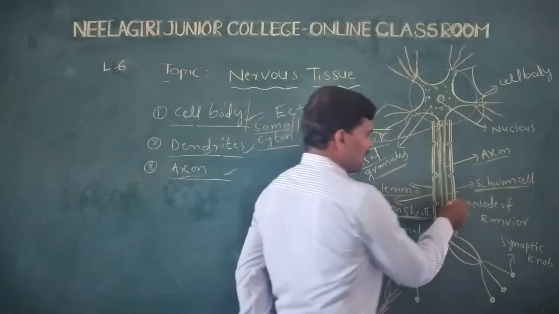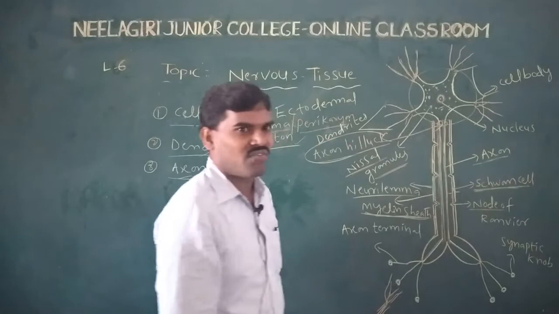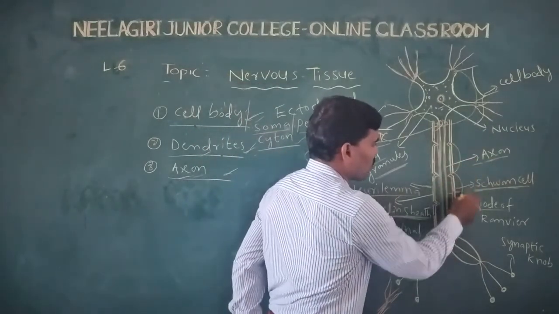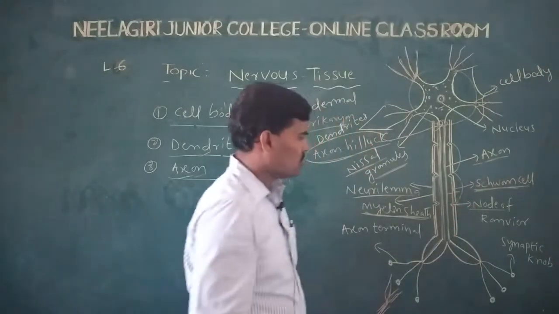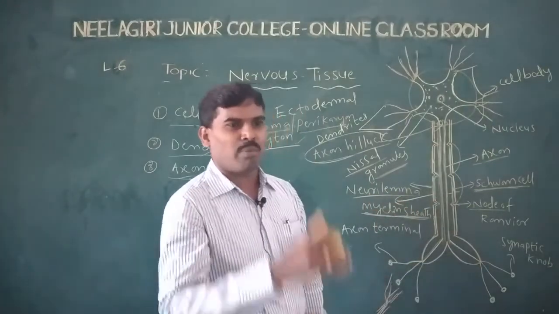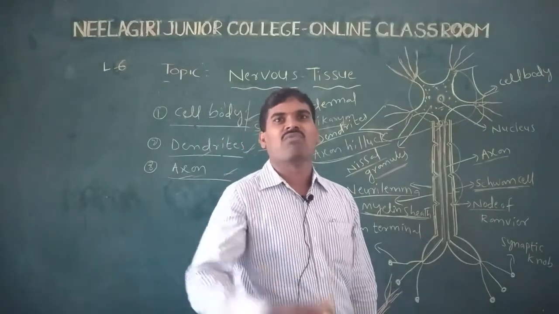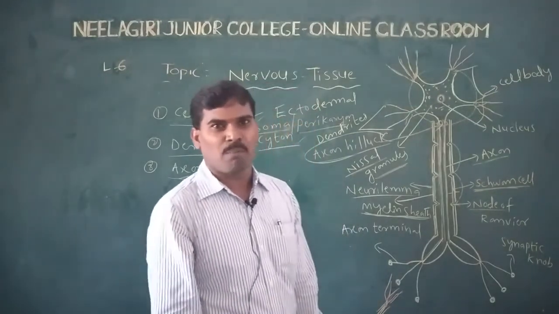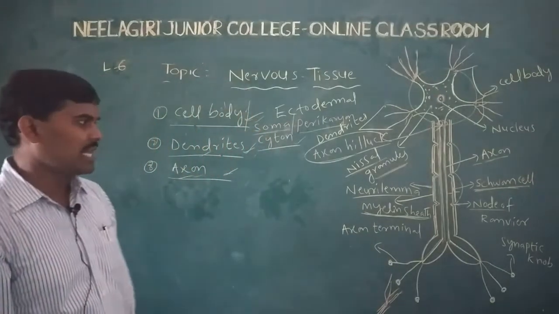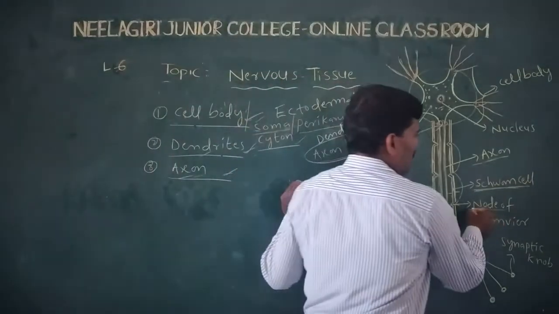This type of naked place is called a node of Ranvier. What is the use of the node of Ranvier? The nerve impulse jumps from one node of Ranvier to the next, which increases the speed of conduction of the nerve impulse.